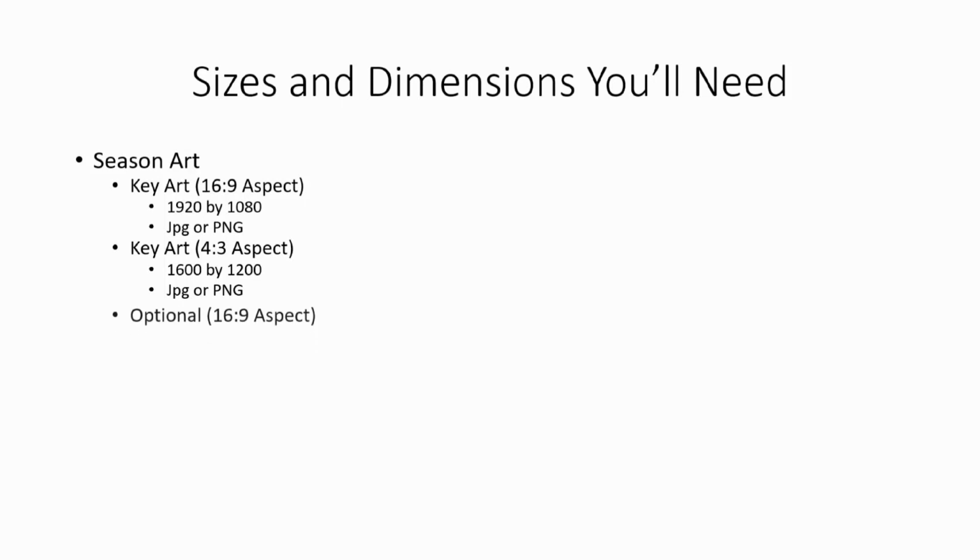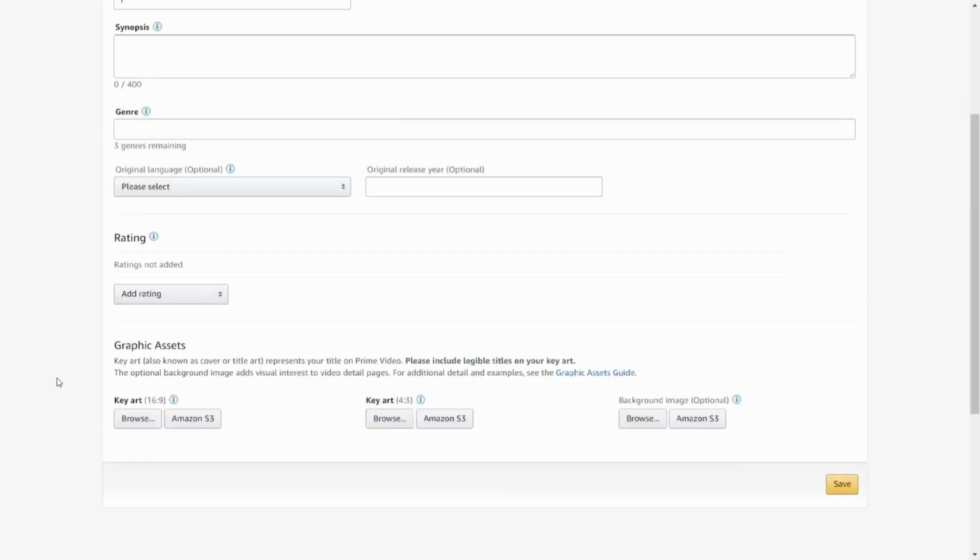And there is an optional file that you'll want to upload that's a 16 by 9 aspect ratio. It's 1920 by 1080, JPEG or PNG, and this is going to be a background image. It's only going to appear on the devices in order to convey mood. And you'll see the request for the 3 of these when you are uploading your image. You'll see one here in the key art area as well as the background image.